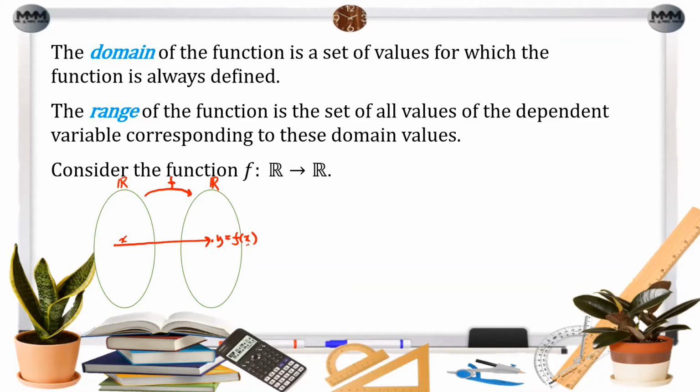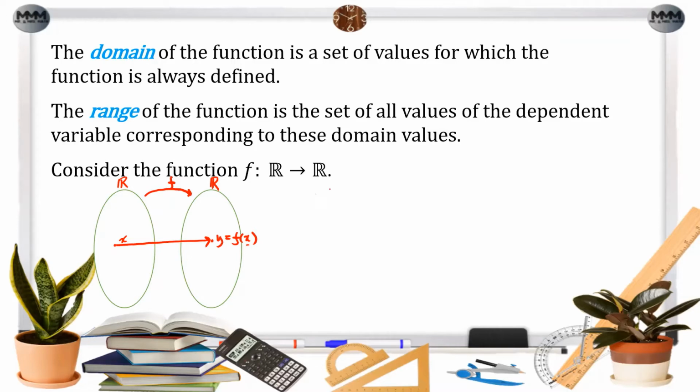So x here is coming from our domain R. Then y here is in our codomain R, which is part of our range, the y. So x is the independent variable. y is our dependent variable. So let's have an example here to really illustrate the concept.